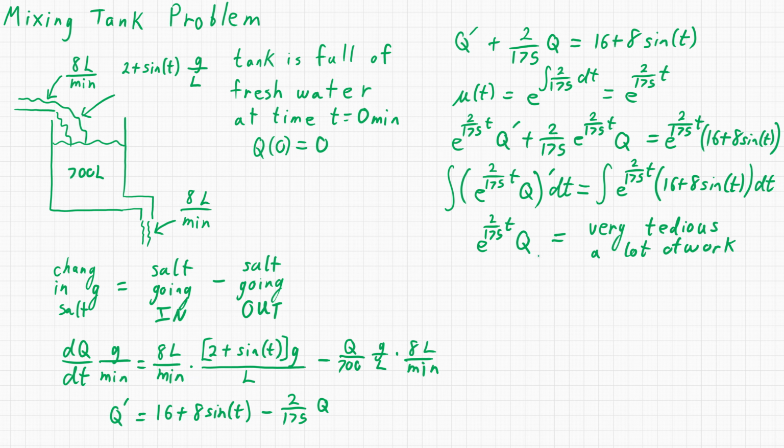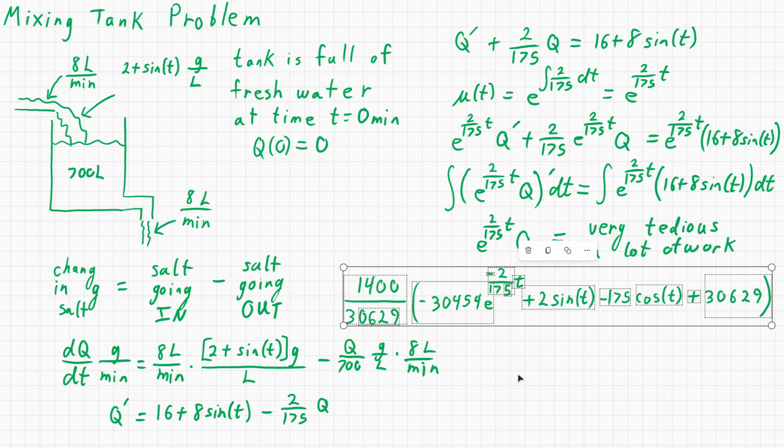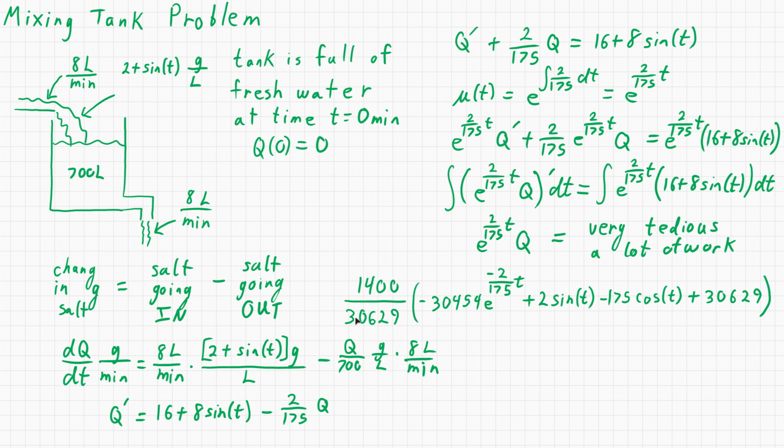But if you do work this out and you solve for the initial condition, what you'll end up getting is this function. We have 1400 over 30,629 times negative 30,454 e to the negative 2 over 175 t. So you can see that's where that integrating factor is coming in. And then we have part of the stuff from the integration by parts that we had to do with the exponential and the sine term. So apparently that was 2 sine t minus 175 cosine t plus 30,629.